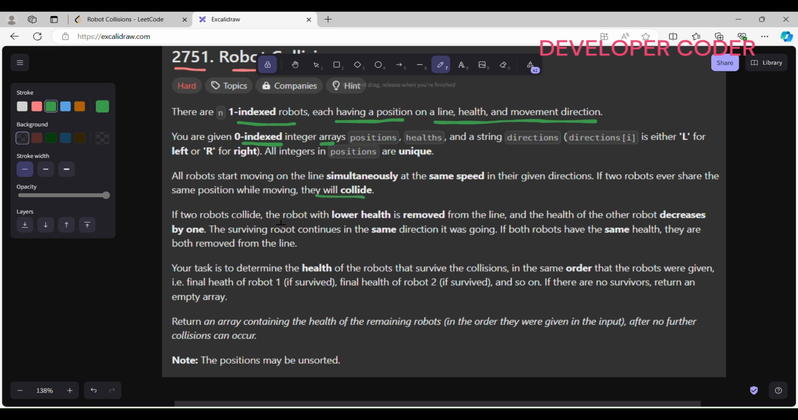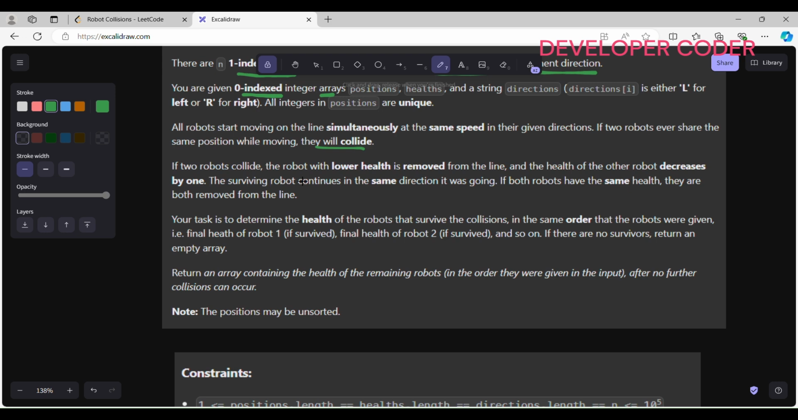If two robots collide, the robot with lower health is removed from the line and the health of the other robot decreases by 1. The surviving robot continues in the same direction it was going. If both robots have the same health, they are both removed from the line. So these lines are important.